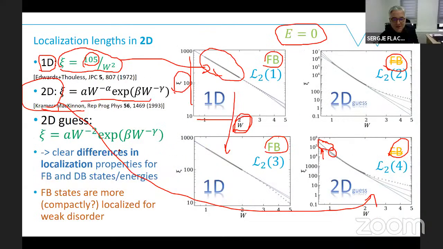Can you show again this slide, please? Yes. So what we see is L21, for instance. Let's take this L21 flat band. So this is the scaling of the localization lengths of the 2D flat band state, so to say, at the flat band energy with W.